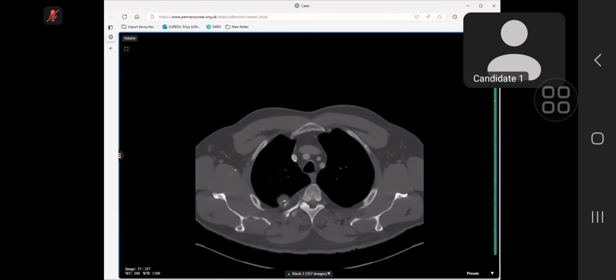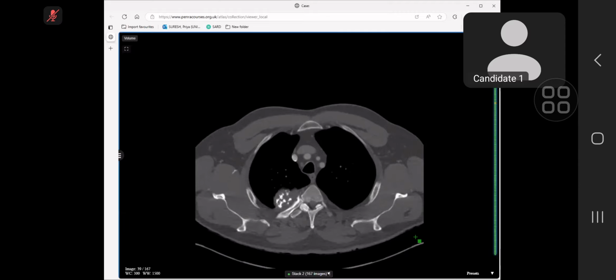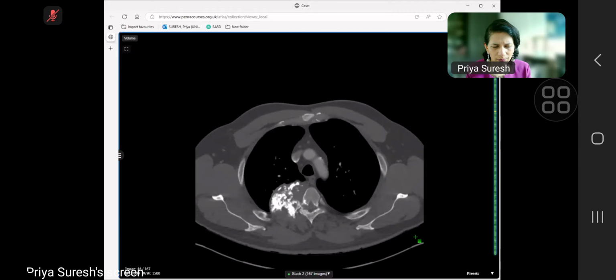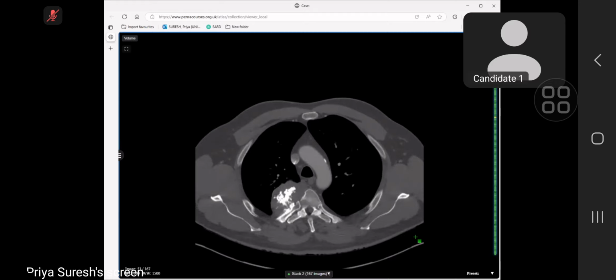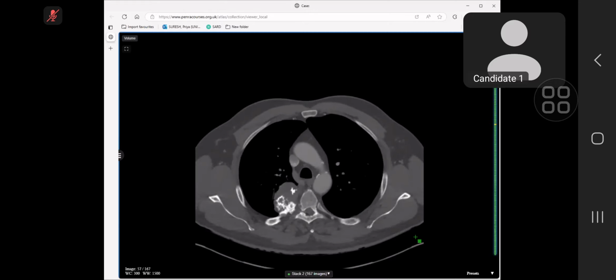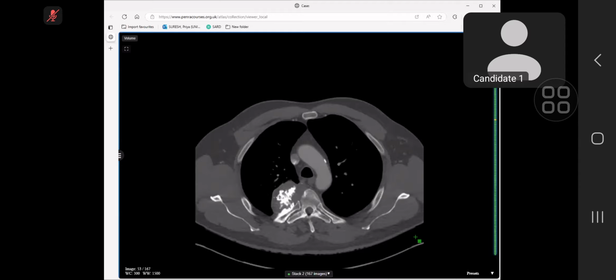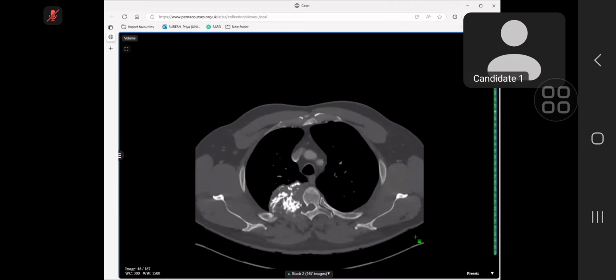This tumor is cartilaginous in matrix, chondroid. This lesion has chondroid matrix basically, which contains amorphous type of calcification, and it is just abutting the posterior rib, causing its subtle scalloping.